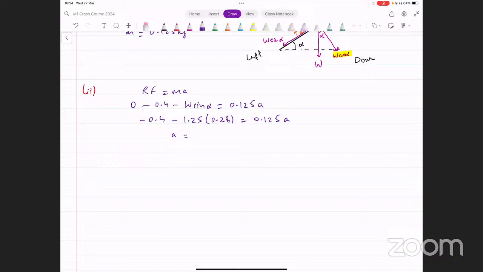What do you get from this? 6 meters per second square. That is the acceleration that we were looking for. Okay, that was the second part of this question. Now let's look at the next one.